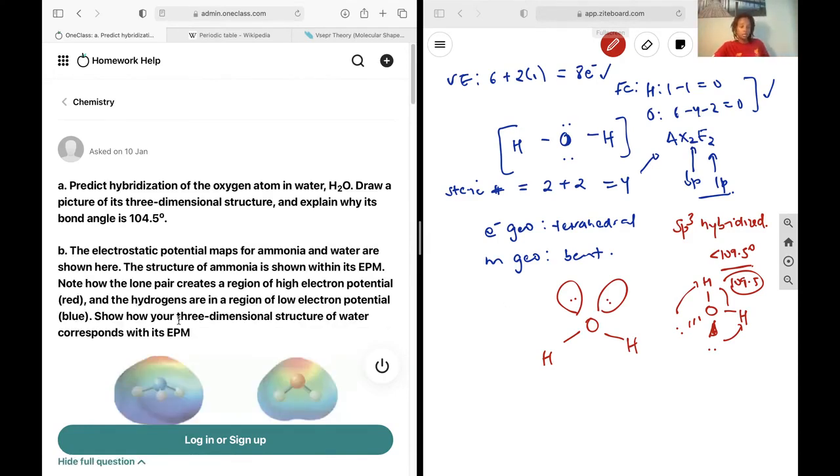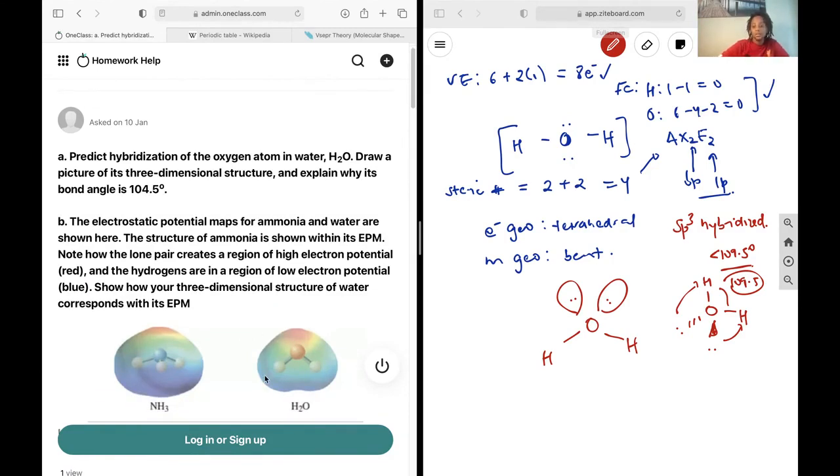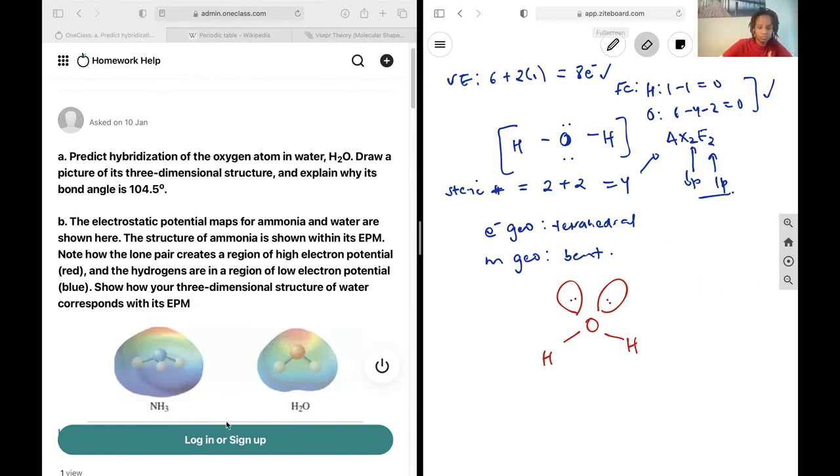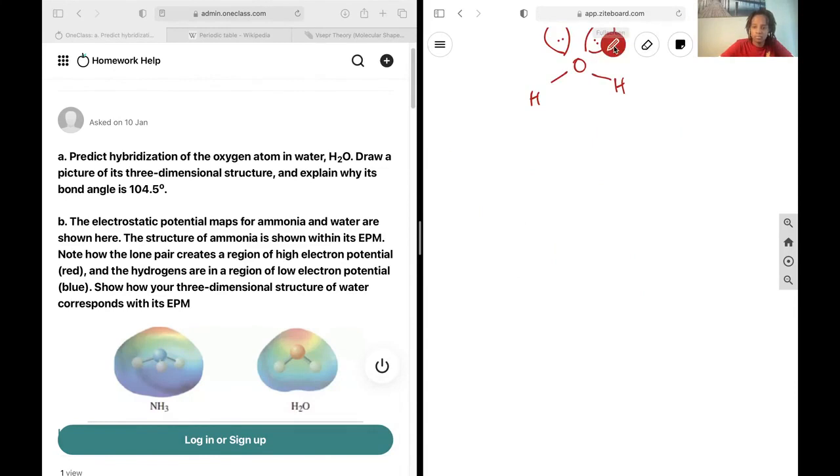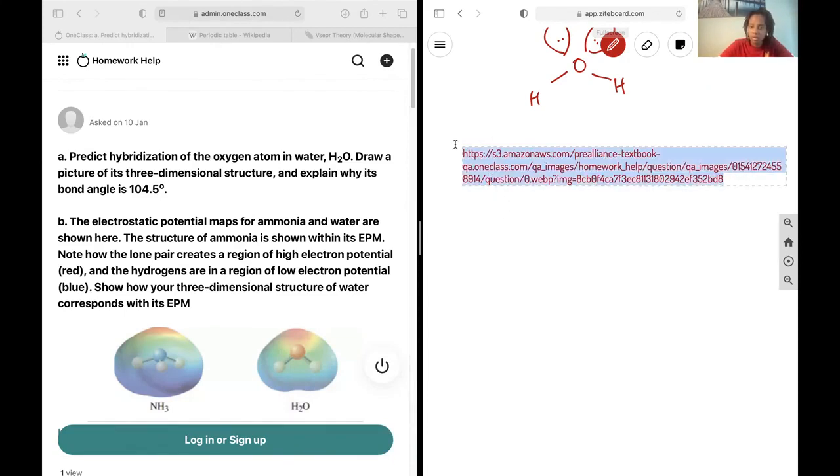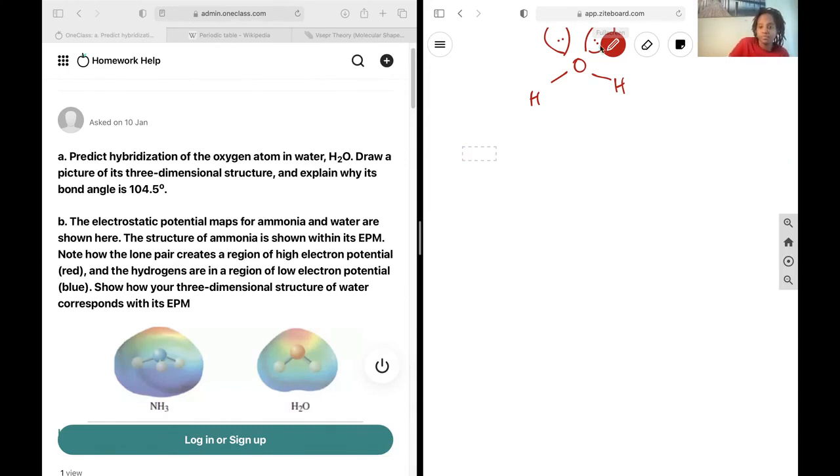Okay, next up, we would like to explain the electrostatic potential map for water and see how it corresponds with what we've been given here. And so in this map, we have it looking basically a bit like that. And then we have our actual structure in here. And so we need to understand how to read this.